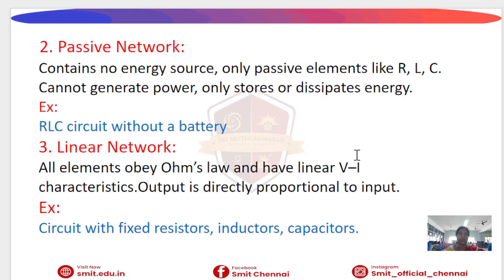Next one is the linear network. What is a linear network? The linear network always obeys Ohm's law. So the output is proportional to the input. So always the output is directly proportional to the input. So we have the linear VI characteristics. For example, we have the fixed resistor circuit. If you have one circuit that is fixed, there are no changes in the circuit. That is the linear network.